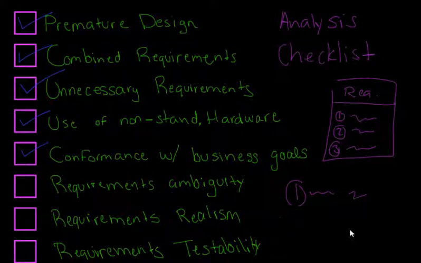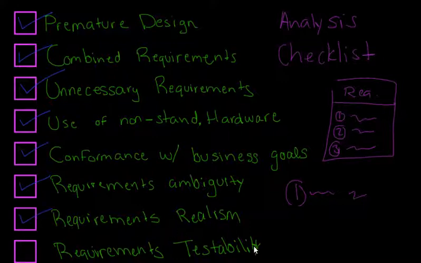But let's assume that requirement 1 is very precise and understandable, so we'll check that. Then requirement realism. This is asking us, given the technology we're going to use, is this requirement realistic? Are we able to actually complete this requirement? Let's say that requirement 1 is fairly simple. We are just going to use simple JavaScript to code it. So we're going to check that.